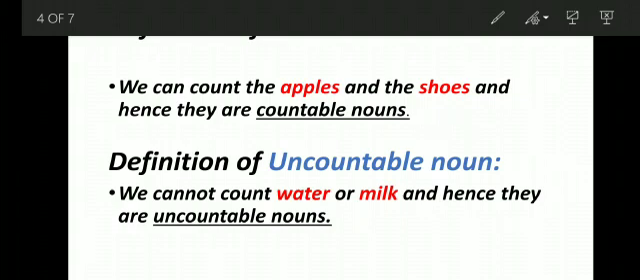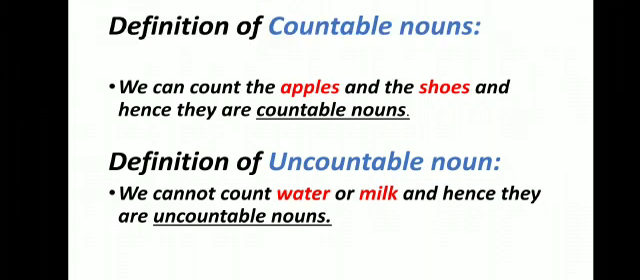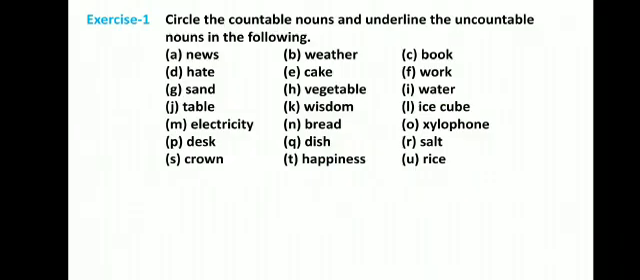If it is in the glass we can say, and if it is in the bowl we can say bowl of milk or bowl of water, but we can't count if it is only about water and milk. So water and milk is uncountable noun. So now circle the countable noun and underline the uncountable noun in the following.